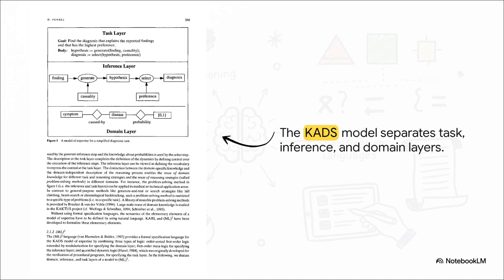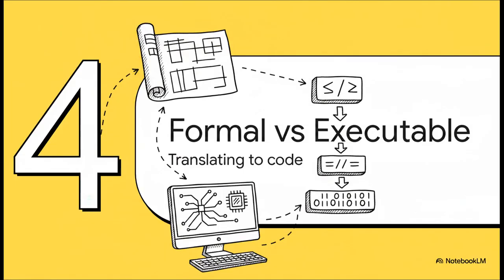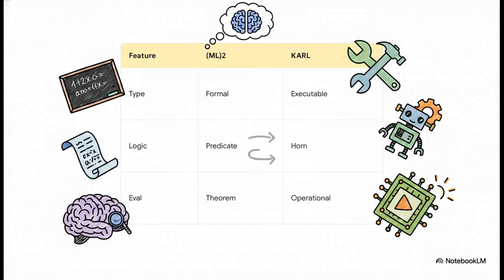Finally, at the very top is the task layer, which defines the ultimate goal and directly controls the execution of all those inference steps. All right, Section 4, Formal versus Executable Languages. Now you might be wondering, how do you translate that CADS conceptual blueprint into actual computer code?